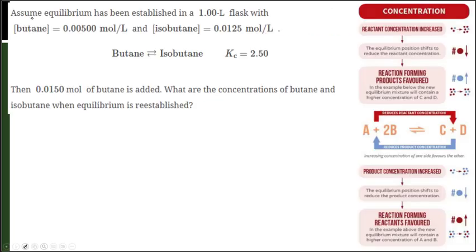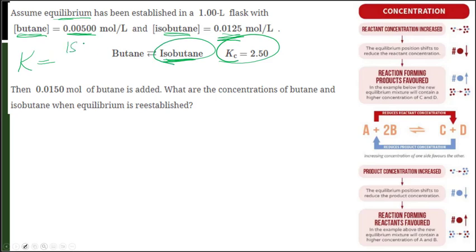Let's look at an example here. Assume equilibrium has been established in a 1-liter flask where butane's concentration is equal to 0.005 and isobutane is equal to 0.0125, and we're given our equilibrium constant. Remember, K is equal to the concentration of our product, isobutane, over the concentration of our reactant, butane. Then we add some more butane, so that's going to disrupt it. What are the concentrations of butane and isobutane when equilibrium is reestablished?